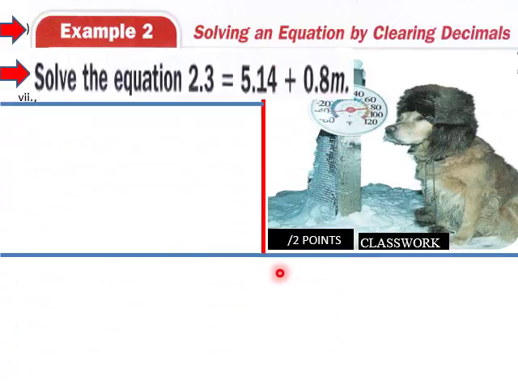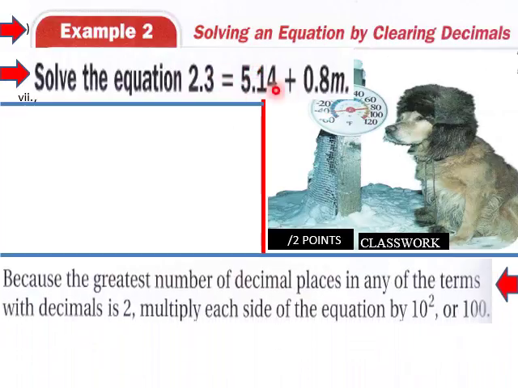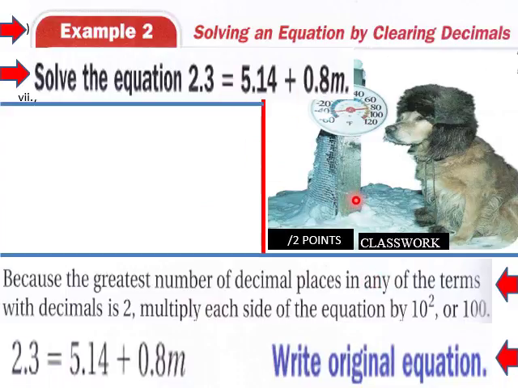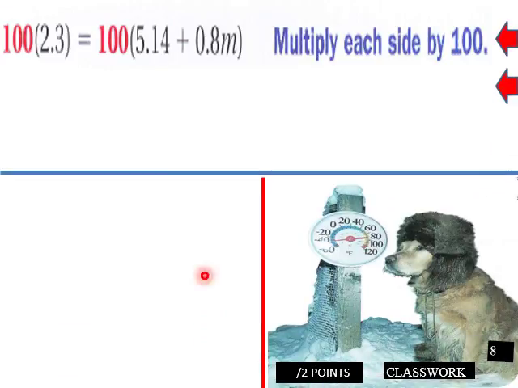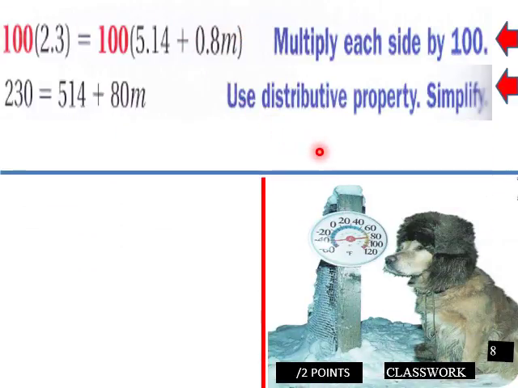Let's get into another one here. So we got decimals now. So what do we do with decimals? The greatest number of decimal places in any term is 2. We have 5.14. So we multiply everything by 100 to clear the decimals out. And we do that here. Our decimals are cleared. This becomes 230 equals 514 plus 80.